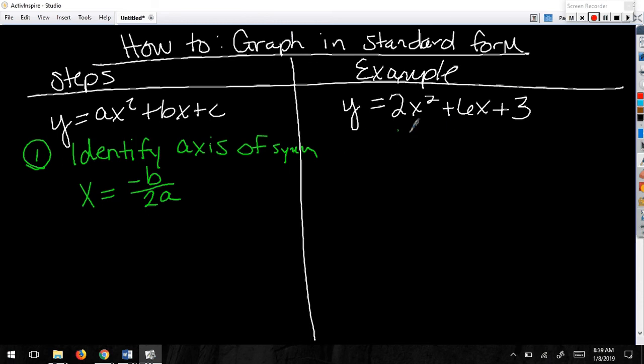So if I come over here to my equation, well, before I start, tell me what is A? 2. How about B? 6. How about C? 3. Tell me what you know before I graph it. Just quickly. It's positive, so it's up. It's skinny. It's going to be a little skinnier than normal. 3 is the Y-intercept.